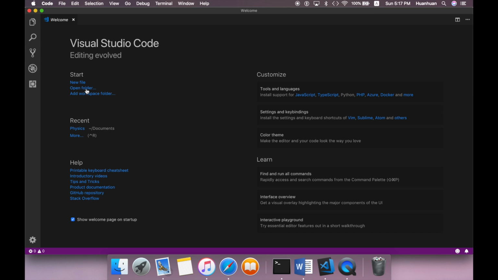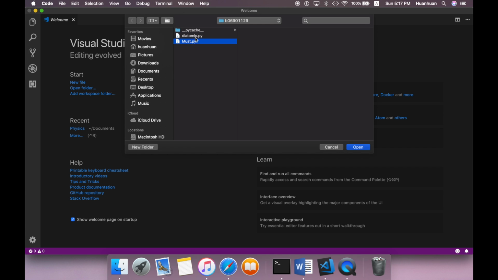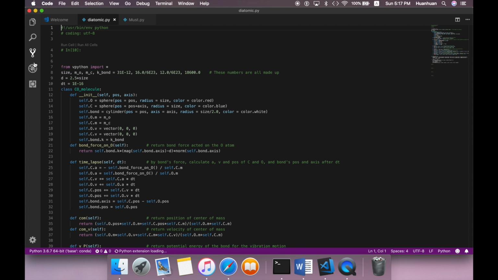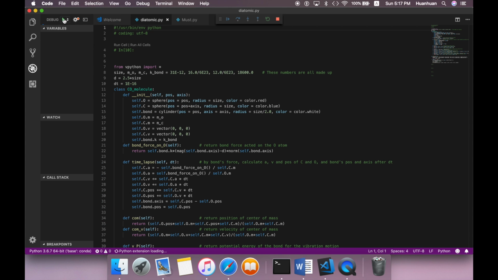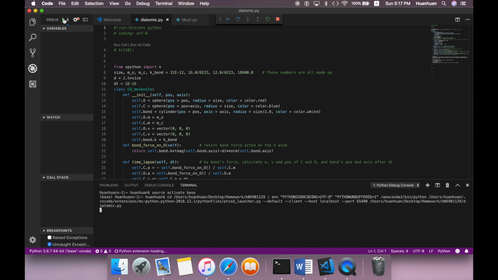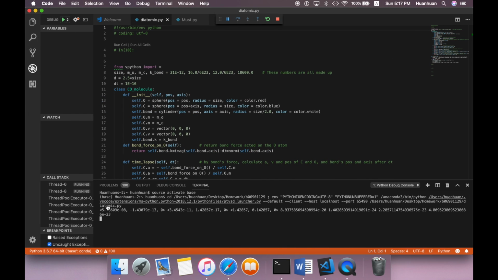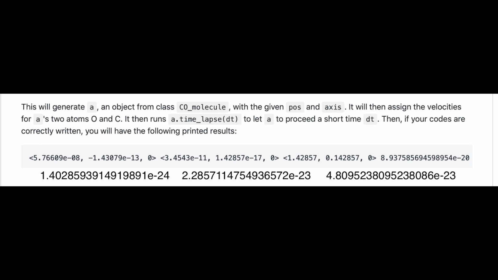In today's video, I am going to simulate the equipartition of energy of a diatomic molecule using Python. Let's take a look at my simulation. The first simulation is a diatomic molecule with red atoms on the left and blue atoms on the right, which represent oxygen and carbon atoms respectively. I have got the printed result correctly as the TA told.